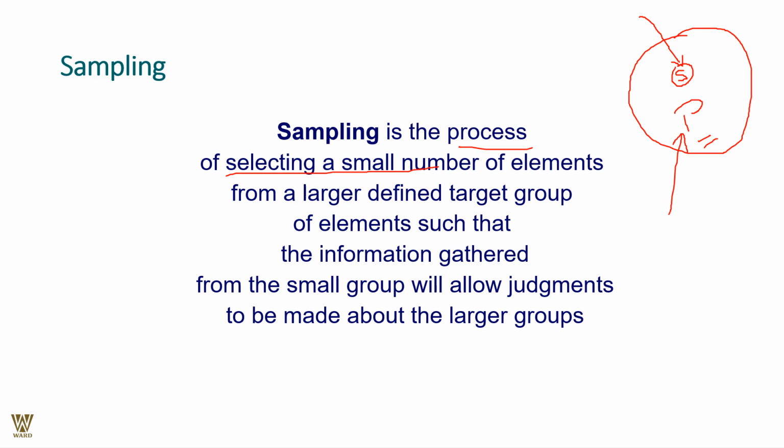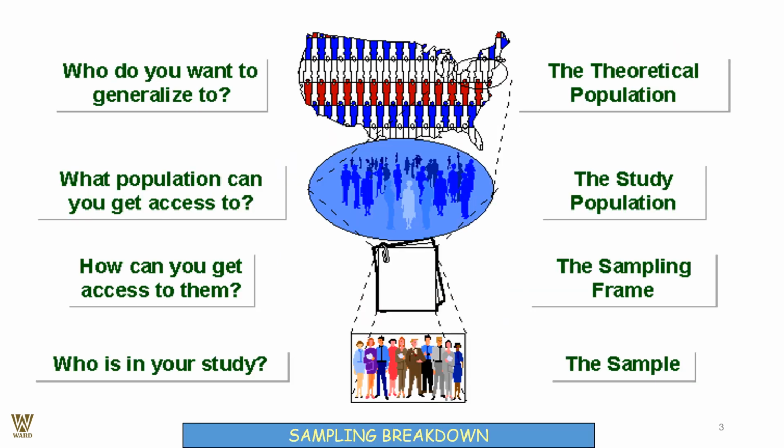Sampling is the process of selecting a small number of elements from a larger defined target group of elements such that the information gathered from the small group will allow judgments to be made for the larger group.